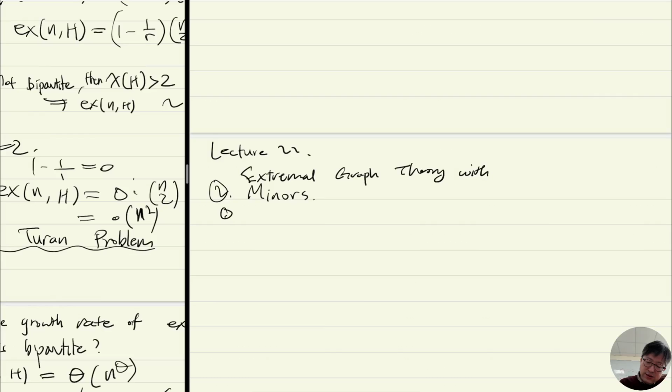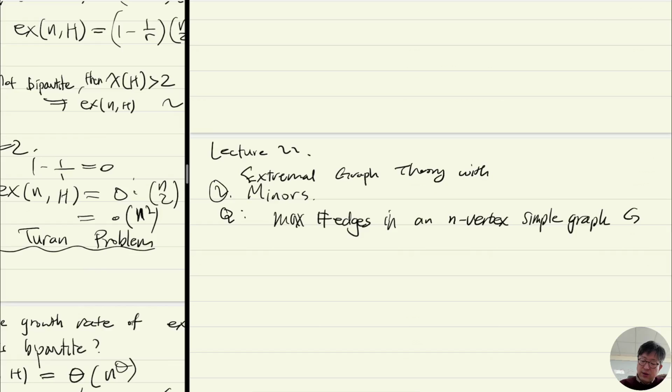So the question is simple. What is the maximum number of edges in an n vertex simple graph G without K_r minor? How many edges can you have if you don't have a complete graph on r vertices as a minor?